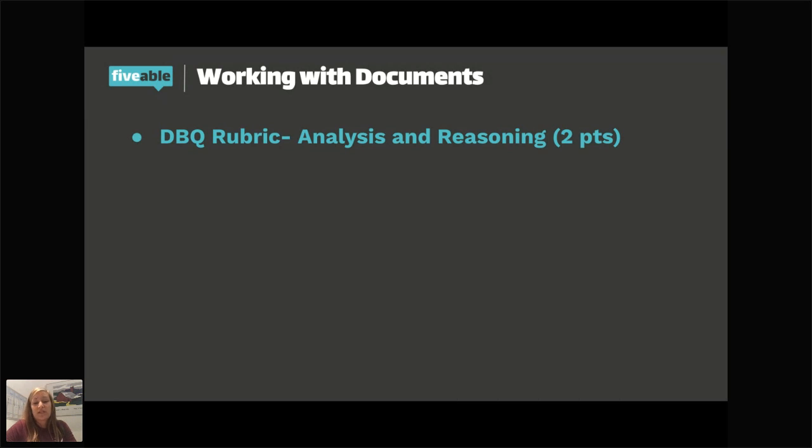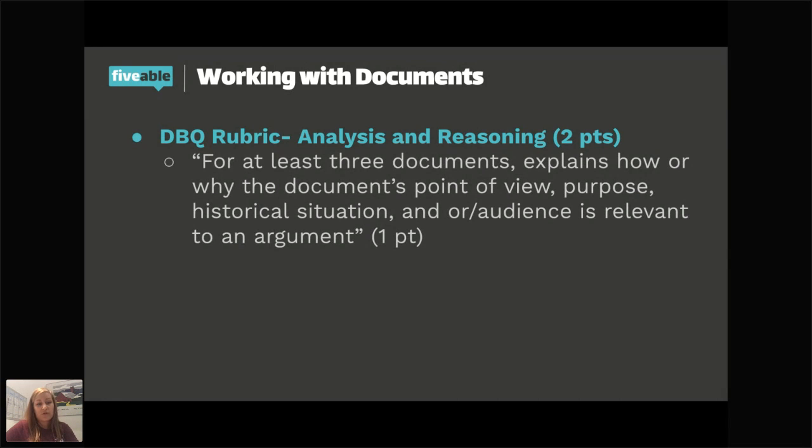So where do we get the sourcing from? Well, it comes from the rubric. And on the DBQ rubric, you get 2 points for analysis and reasoning. And one of those points, the first of those points, is by sourcing the documents. So here's what it says in the actual rubric. For at least 3 documents, explains how or why the document's point of view, purpose, historical situation, and/or audience is relevant to an argument.